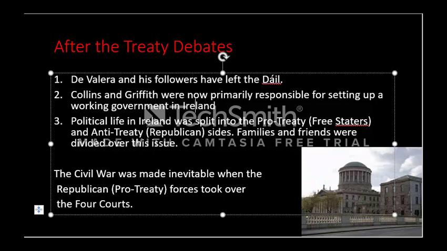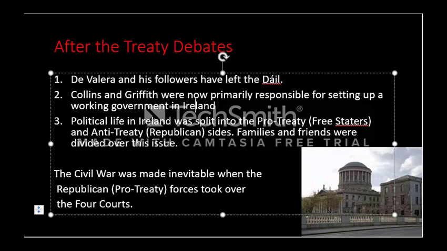But political life in Ireland is very much split. We said when the vote happened it was 67 to 54? No, 64 to 57, sorry. 64 pro-treaty and 57 against the treaty. So it's very, very close in its division. Political life is split into those who are pro-treaty, who might also be referred to as Free Staters, the Free State government, and the anti-treaty, who are often referred to as the Republican side, because remember, they're not going for the Irish Free State, they still want a republic. And friends and families, everyone is divided on this issue. It splits families down the middle.